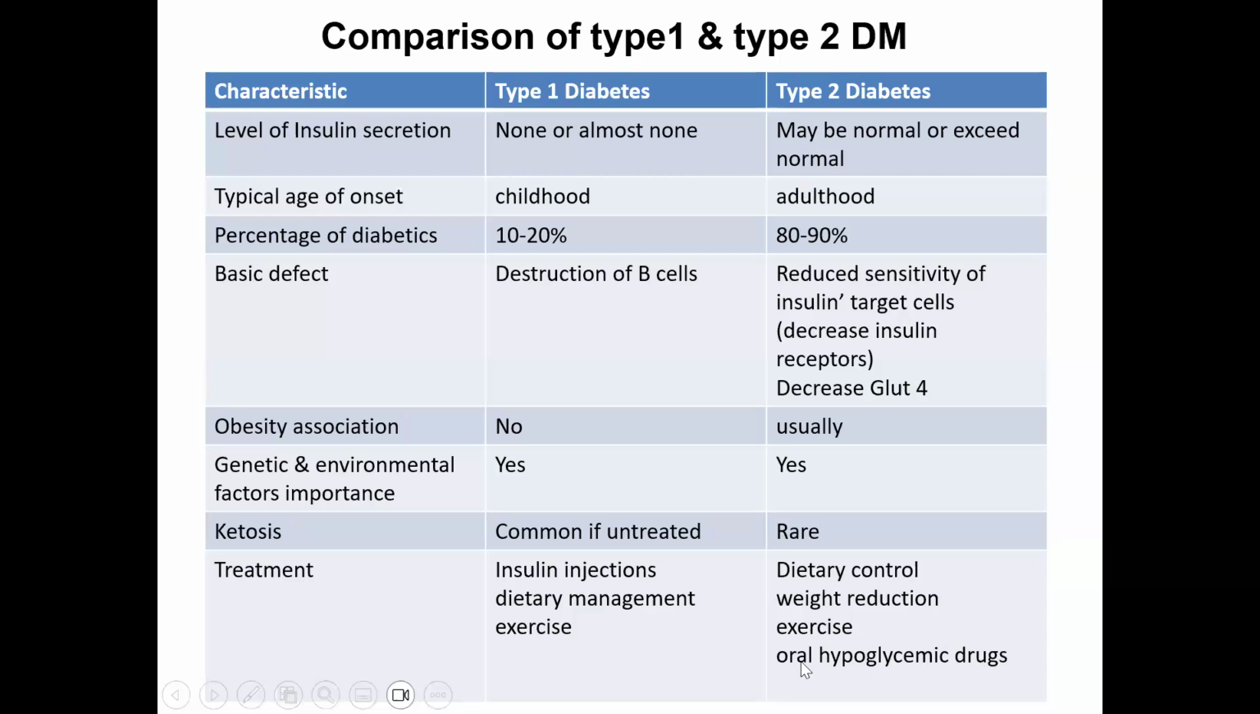Oral means that they are taken by mouth. Hypoglycemic means that the purpose of these tablets is to produce hypoglycemia, which means less glucose in the blood, because the problem is high blood glucose. The patient is having high blood glucose, and this high blood glucose is damaging to different organs. It can lead to complications. So to bring this blood glucose level down towards normal, he is given hypoglycemic drugs orally. So these are the treatments for type 2 diabetes.